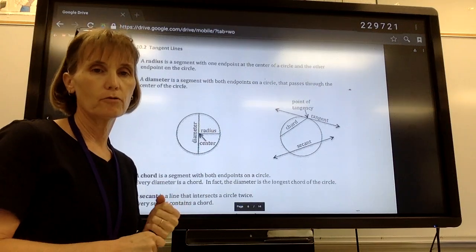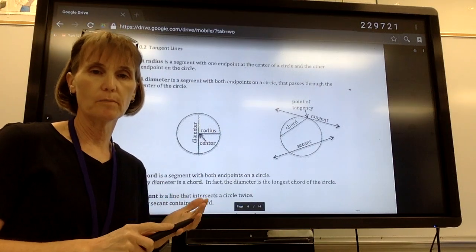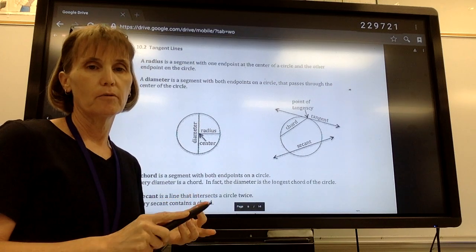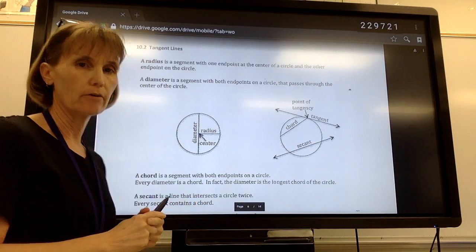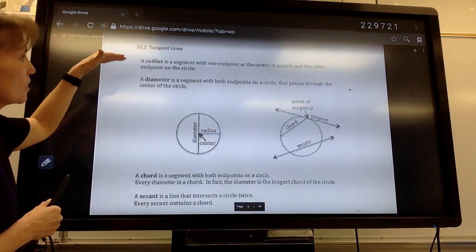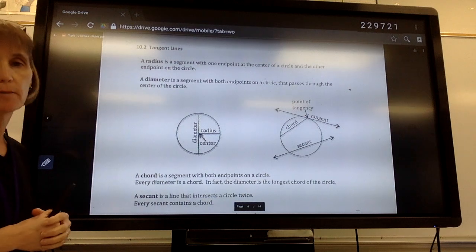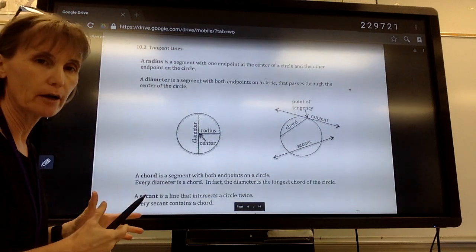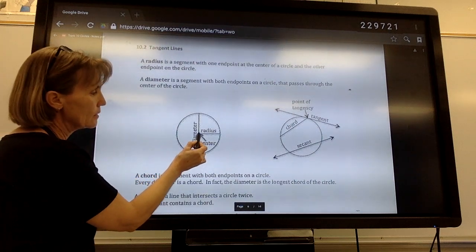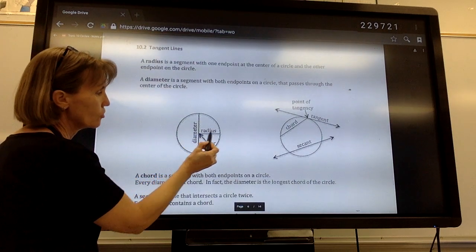After we've gotten through section 10.1, where we've talked about measuring arc length, area of sectors, segment area and annulus area, we're now going to talk about what tangent lines are. It goes through the definition of a radius and a diameter, and we've used that enough finding our areas and circumferences that we know that a radius begins in the center of the circle and goes to the outside.